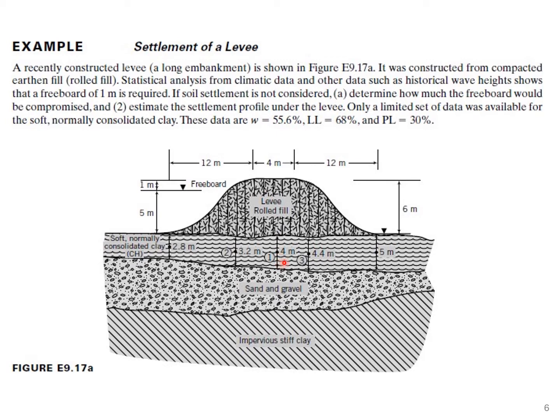So we are going to consider the 3 points, point 1, point 2, and point 3, which are present at the center of the soft, normally consolidated clay layer. But you can see that the thickness of this layer is not uniform. So just take this 4 meter from this point to this point. I will repeat: if you just consider this one, starting from here and ending here, this is 4 meter.